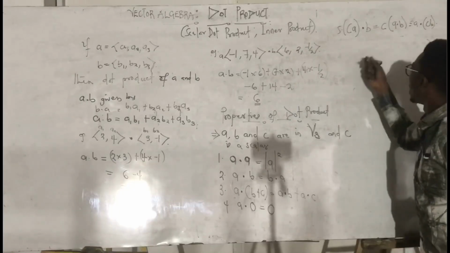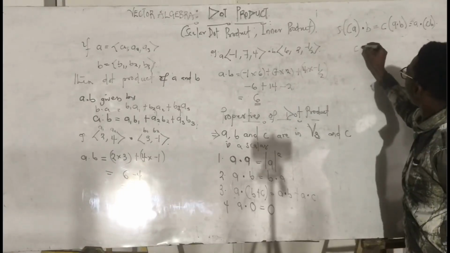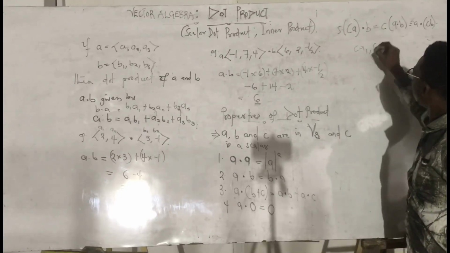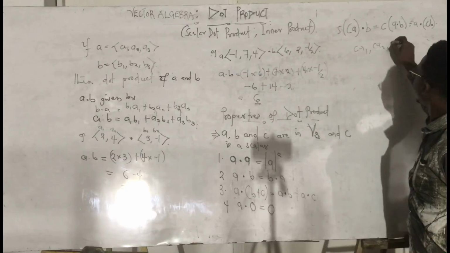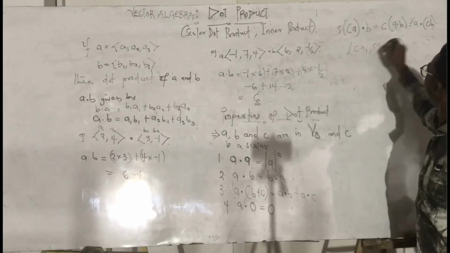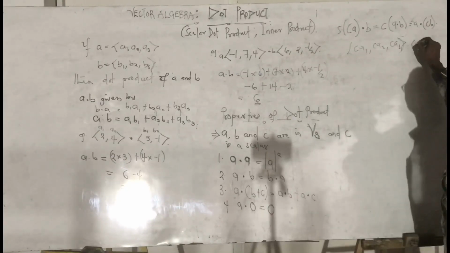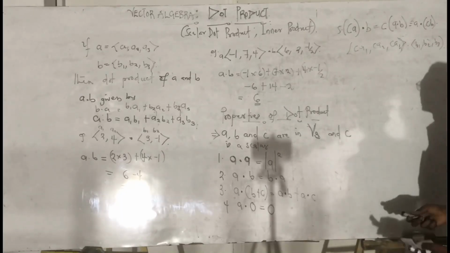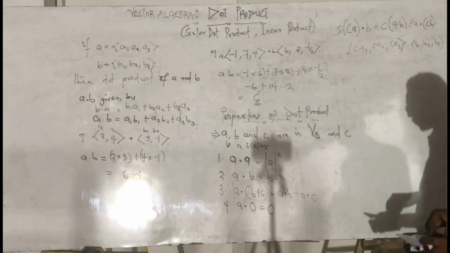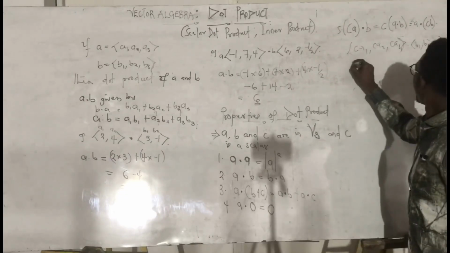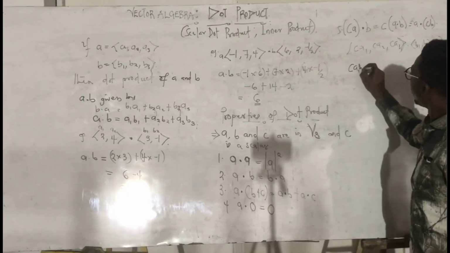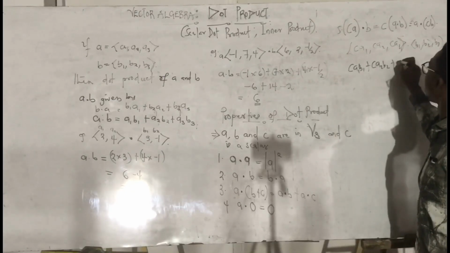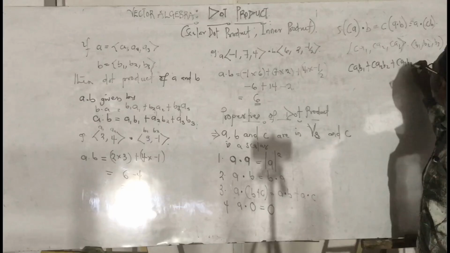So what happens is that if you have C multiplying the A, so you have C A1, comma, C A2, comma, C A3, and this is in a dot product with B1, B2, and B3, then it's very simple: you have C A1 B1 plus C A2 B2 plus C A3 B3.